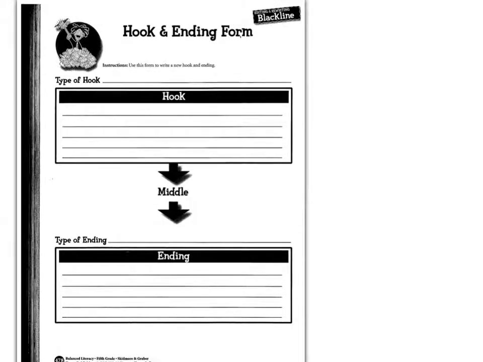This is the form that you are going to use. Yesterday, what you did is you provided me your hook, you provided me the type of hook, and you wrote your hook. In this area, you should have submitted this to the standard-based grading Dropbox for expository writing. Today, you're going to use the same form again, except you are going to give me the type of ending that you've chosen, and you are going to write your ending. And again, you're submitting this form to the standard-based grading Dropbox for expository writing.